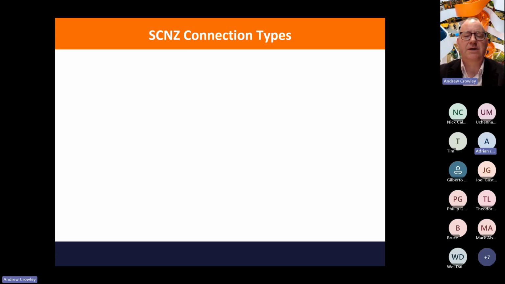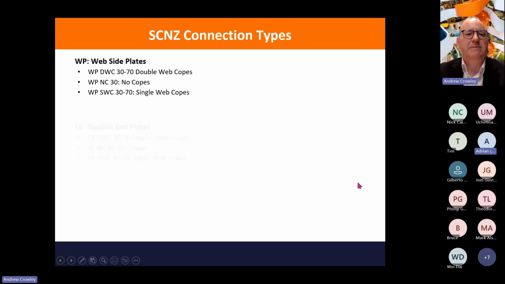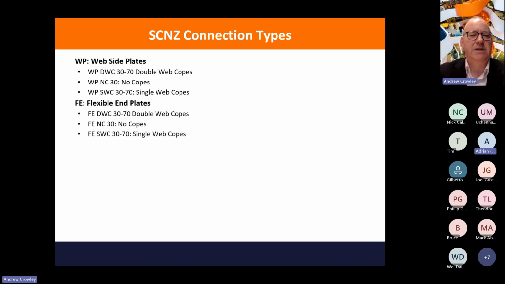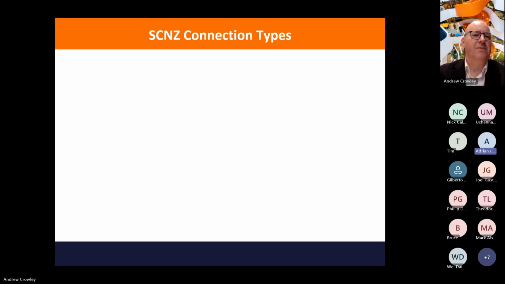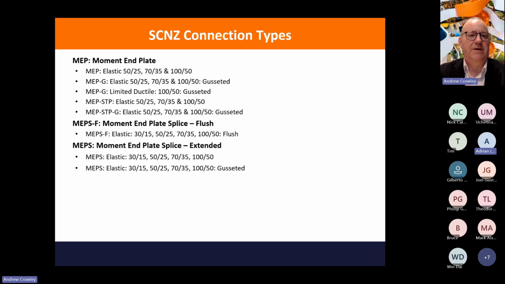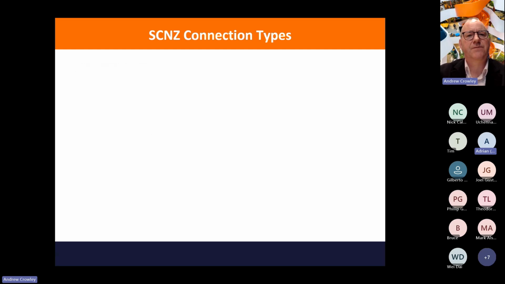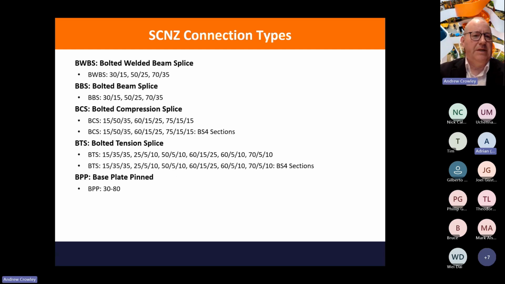Connection types, as a reminder, this isn't really posted on their website, but it's buried in the handbook somewhere. So the WP means web side plates, and the FE means flexible end plates, the AC means angled cleats. So it might be worth taking a screen grab of this right now. And then we have MEP for moment end plate, MEPS for moment end plate splice, and so on. And we go on, BWBS for bolted welded beam splice, and so on through to our BPP, which we've seen as our base plate, which is pinned.